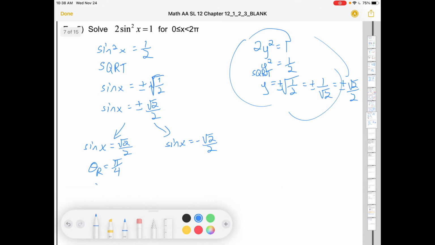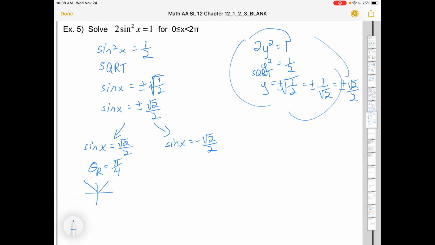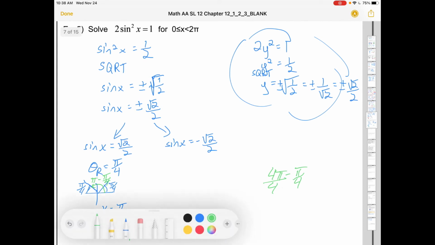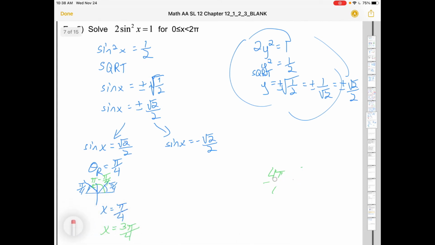All right, now we're going to choose quadrants. Okay, it's going to be positive in these 2 quadrants. So we have an initial easy solution at pi over 4. We have another one at pi minus pi over 4, and so that's going to be 3 pi over 4. And you can take time off to the side if you need to do that. That pi over 4, or pi minus pi over 4, is like 4 pi over 4 minus 1 pi over 4. Hey yo, that's how we get our 3 pi over 4.